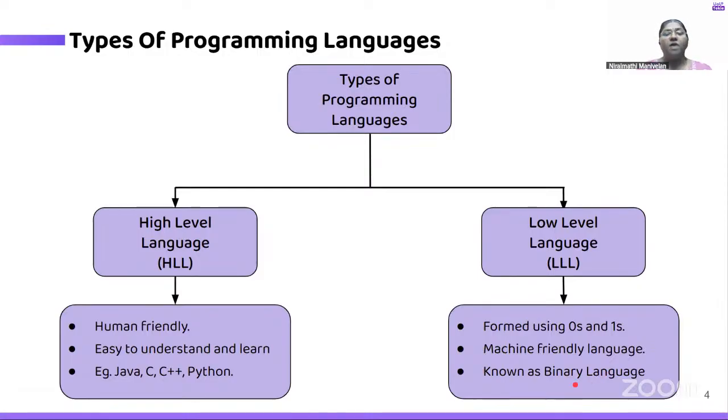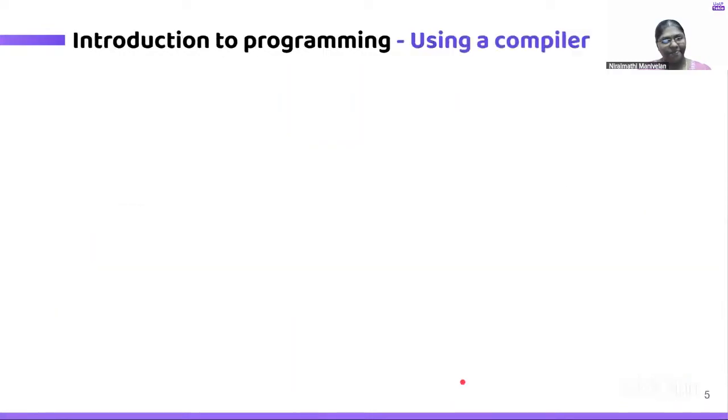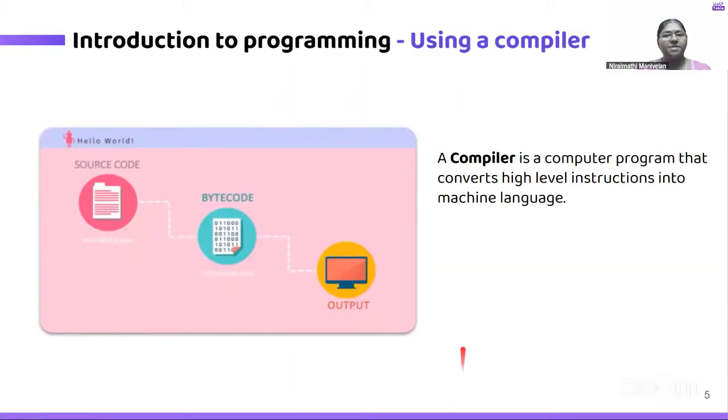But teachers, we are giving instructions in the high level language, but it is getting converted into the machine friendly language. So, how is it happening? That is using a compiler. Now, what is a compiler basically? It is a computer program which converts high level instructions into a machine language. So that is the functioning of a compiler.